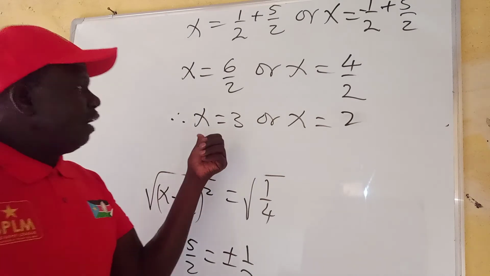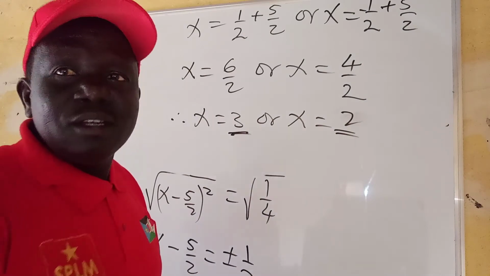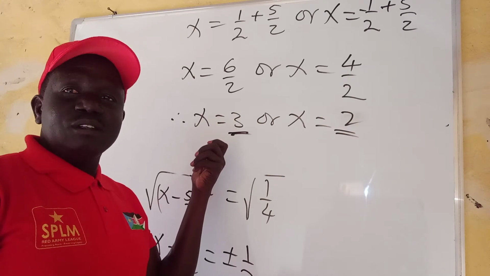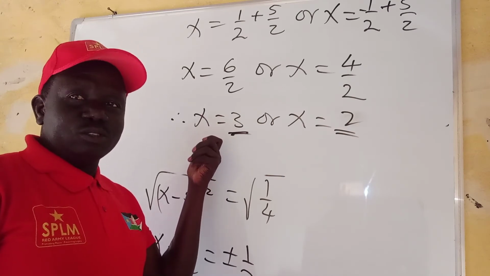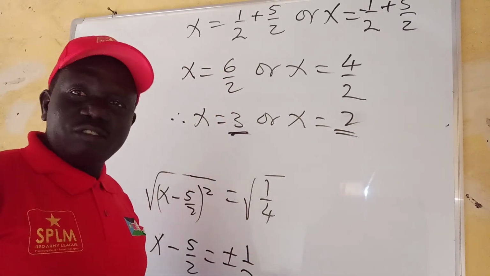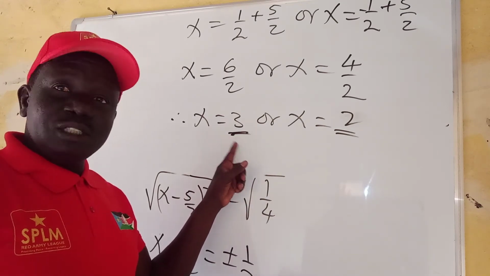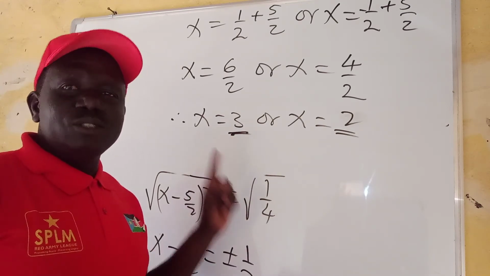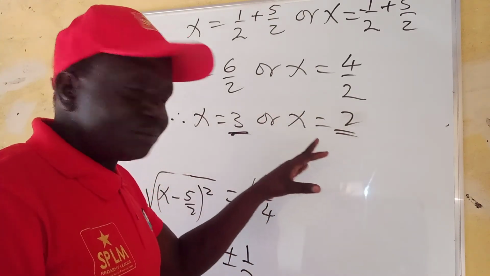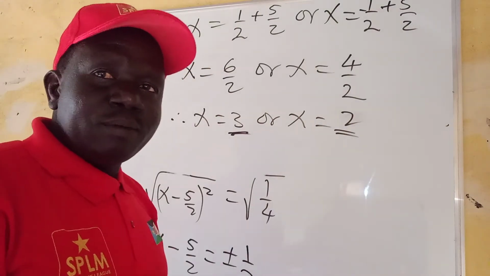Now, x is equal to 3 and x is equal to 2 are the values of what? They are the zeros, of course. These are the zeros of the equation x squared minus 5x plus 6 is equal to 0. These are the zeros because if you substitute them in the equation, everything will become 0. Or you can say these are the truth values of the equation x squared minus 5x plus 6 is equal to 0.